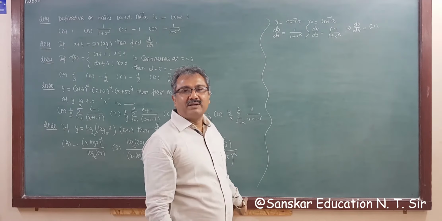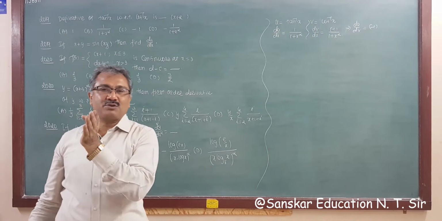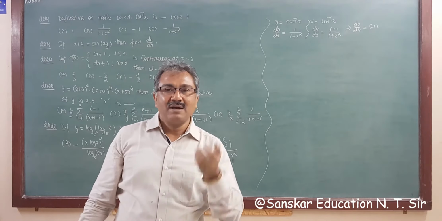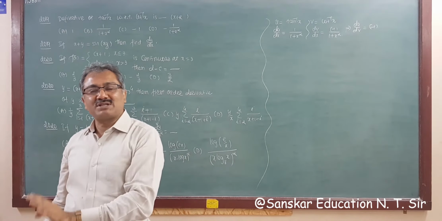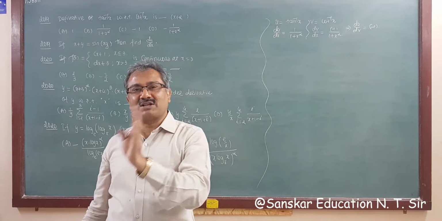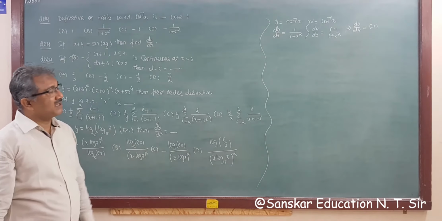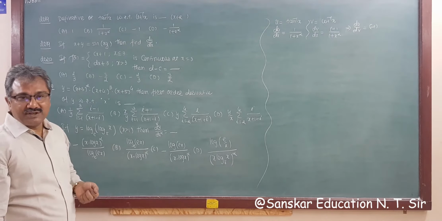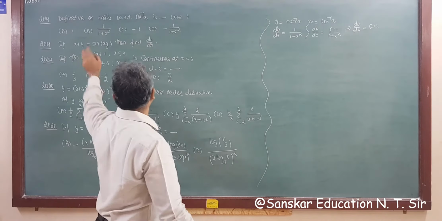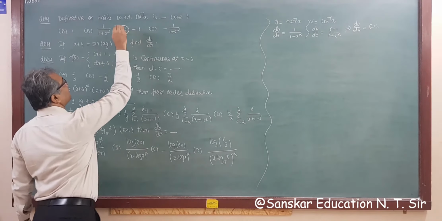I told you in earlier classes to remember this thing: derivative of tan inverse x with respect to cot inverse x is always minus 1, derivative of sin inverse x with respect to cos inverse x is always minus 1, and derivative of sec inverse x with respect to cosec inverse x is also minus 1. You have to remember this for this type of MCQ question. So without writing anything, you are able to write the answer, that option C is your correct answer.